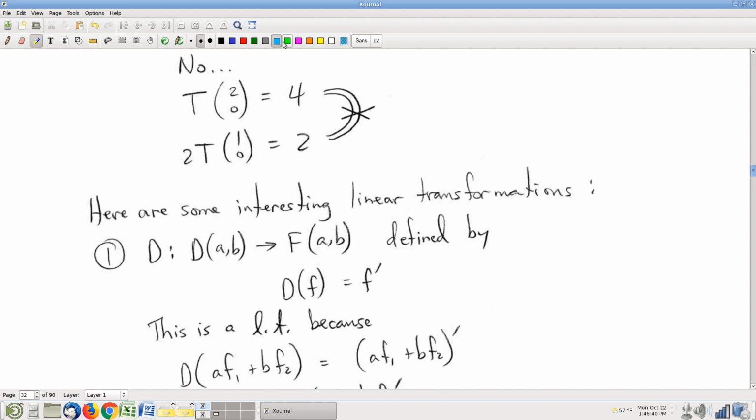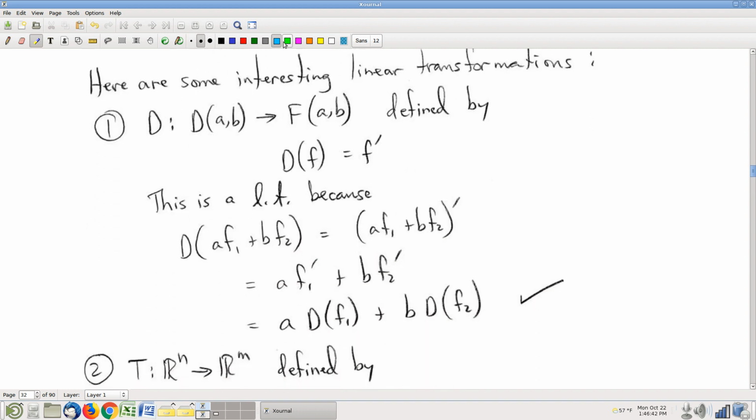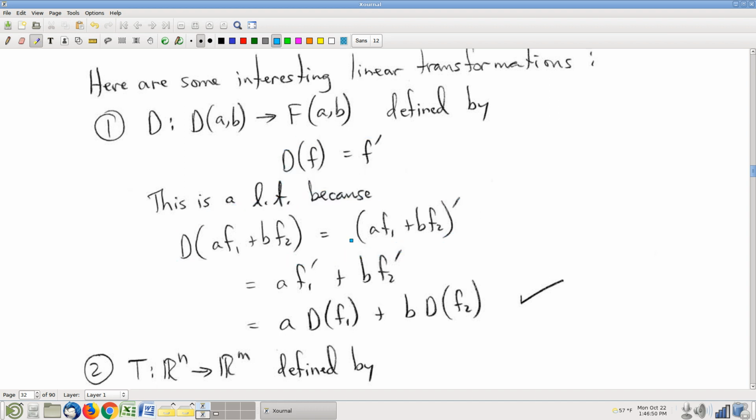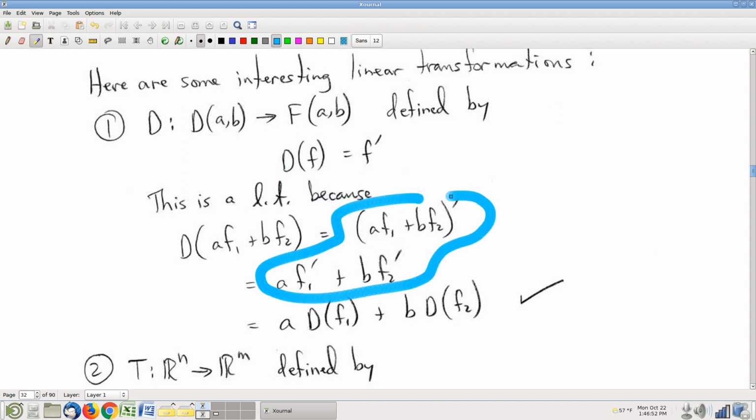So we take the derivative. We apply what D is, right? We remember from Calc 1 that the derivative of a sum is a sum of the individual derivatives, and the derivative of a scalar times a function is that scalar times the derivative of that function. All ancient history Calc 1 memories, right? Nothing tricky happened here.